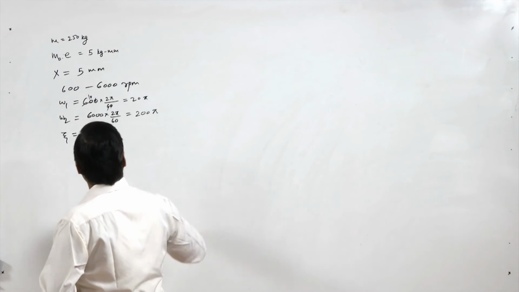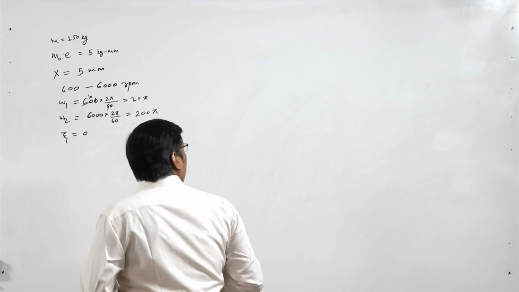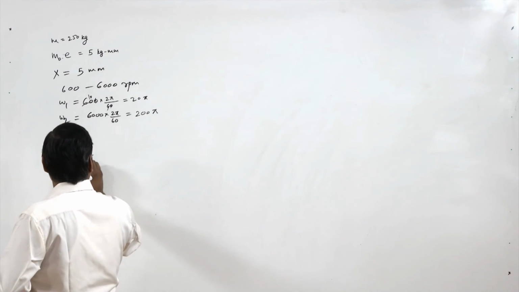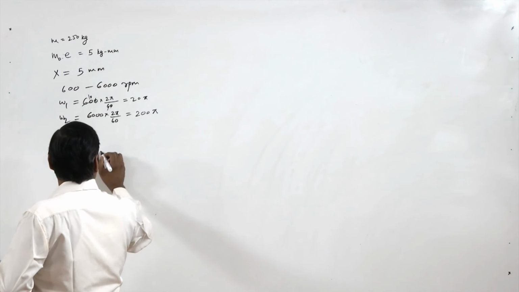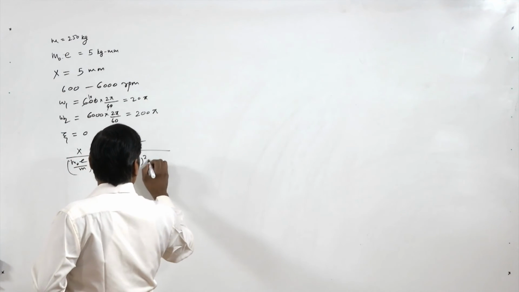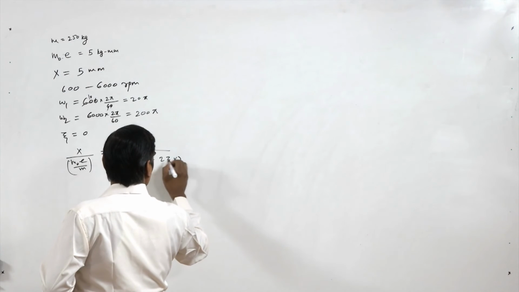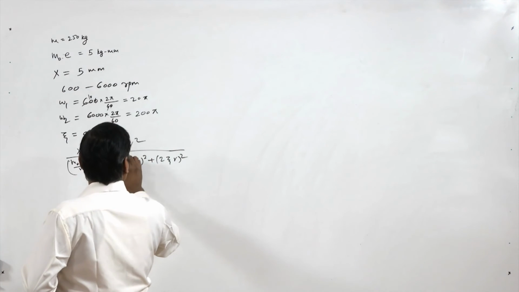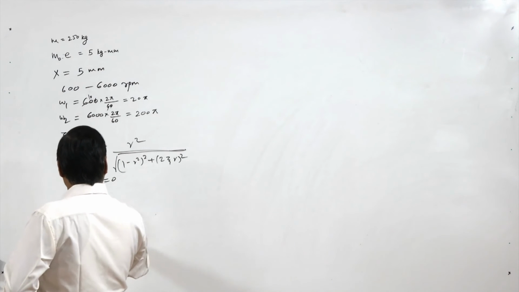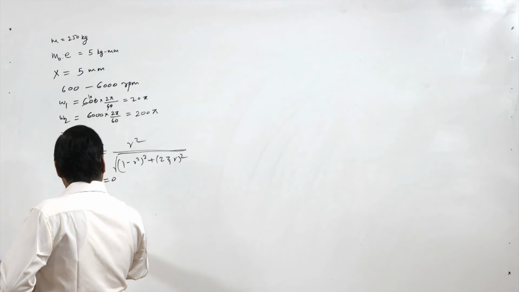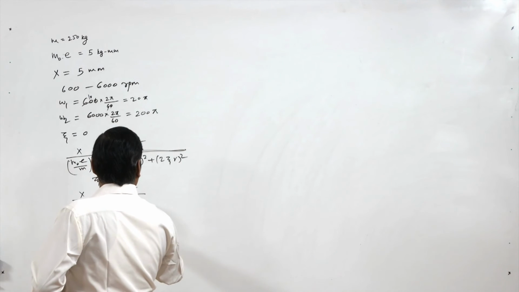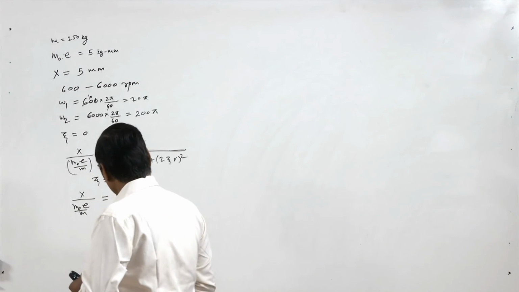200 pi. So now we have this formula, x by m0 e by m equal to r square upon the square root of (1 minus r square) whole square plus (2 zeta r) whole square. Now zeta equal to 0, so we can reduce this equation to r square upon 1 minus r square. Okay.